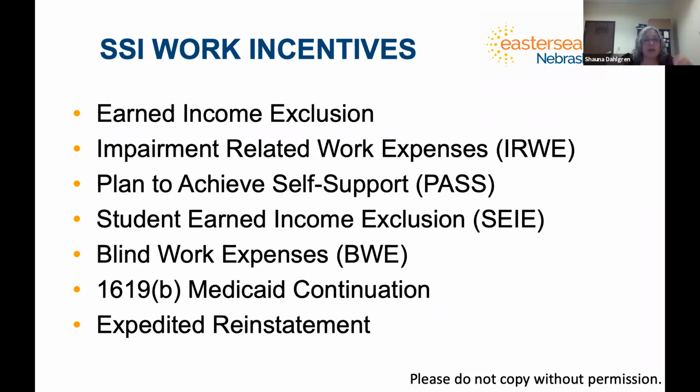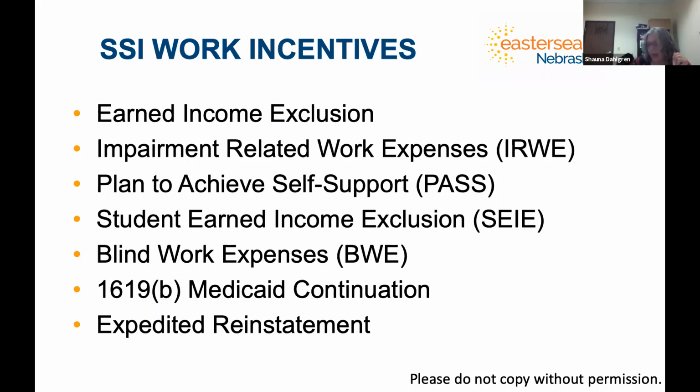Without going into a lot of detail, I have a slide here that lists some of the main work incentives that are available to individuals who receive that SSI type of benefit. You'll see an earned income exclusion. It is very beneficial to the financial piece. A person can make a lot more money working than they can receiving an SSI benefit. There are things like impairment-related work expenses and the student earned income exclusion. If a person is statutorily blind, there are blind work expenses. There are plans to achieve self-support.